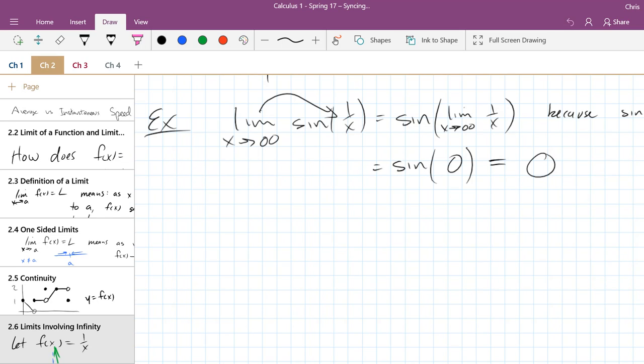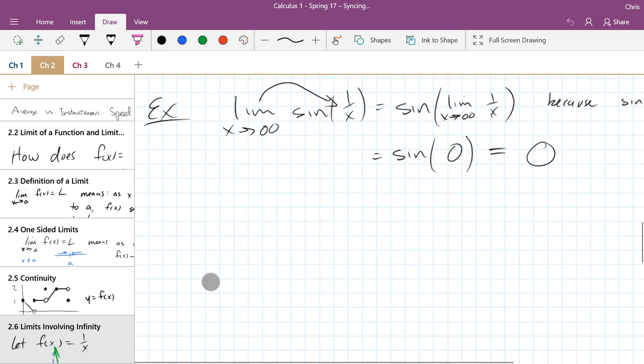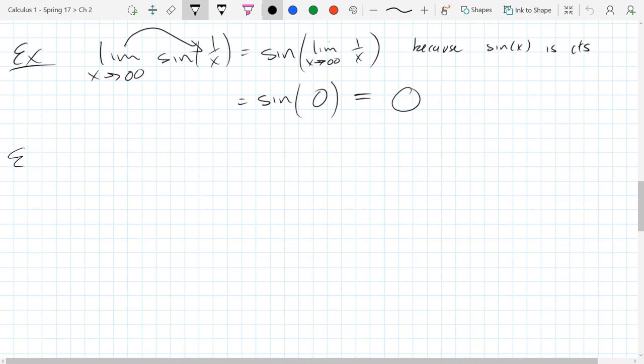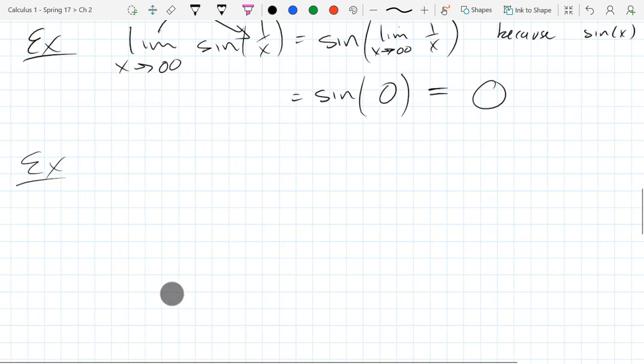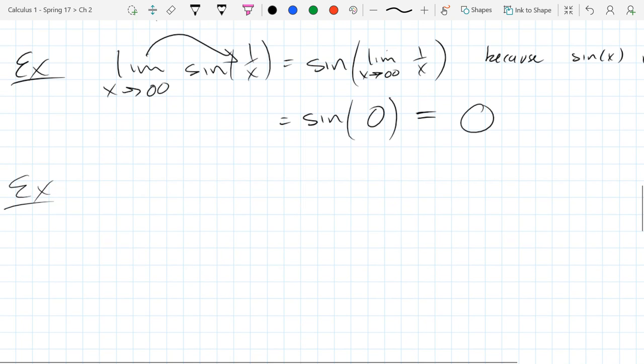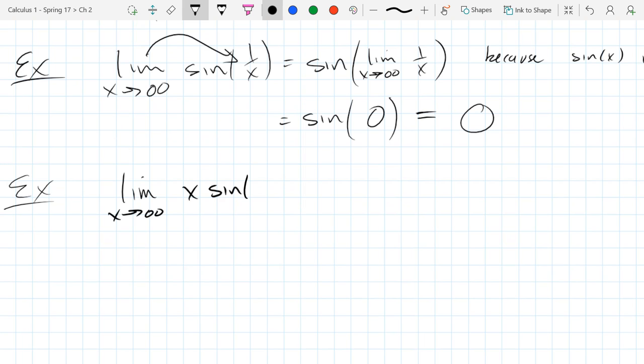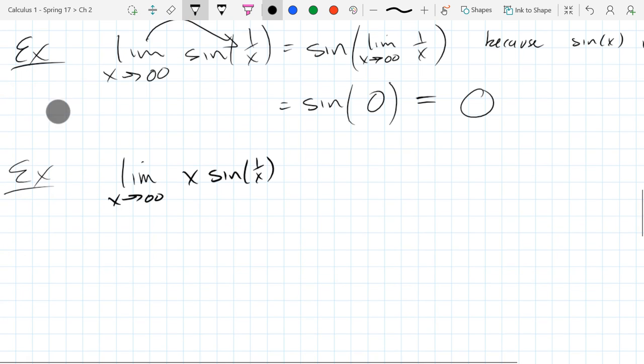The fact that sine was continuous pushed our limit through the sine function, and that worked out. So our next problem, we'll do a similar limit, except we'll take x times sine 1 over x. So this is the limit as x approaches infinity of x sine 1 over x. Let's do the naive thing and just plug in infinity and see what we get.